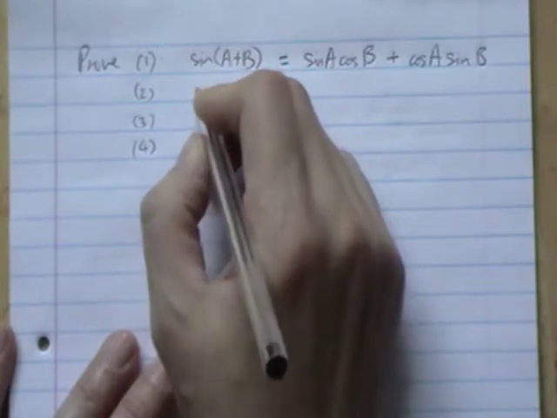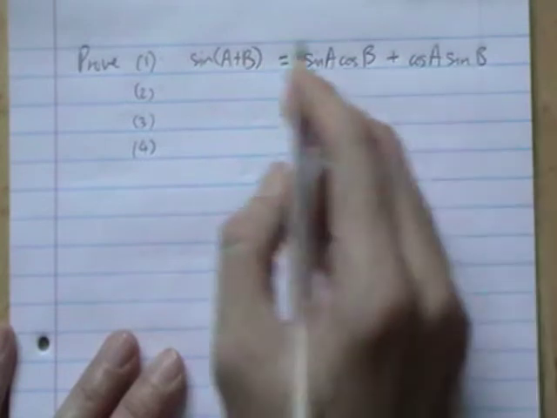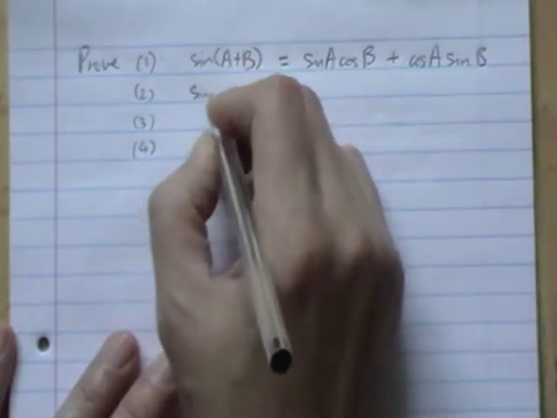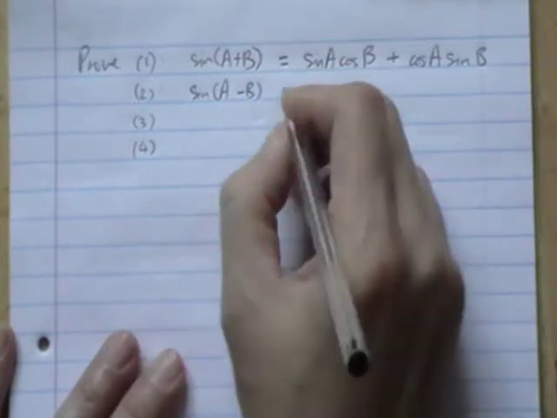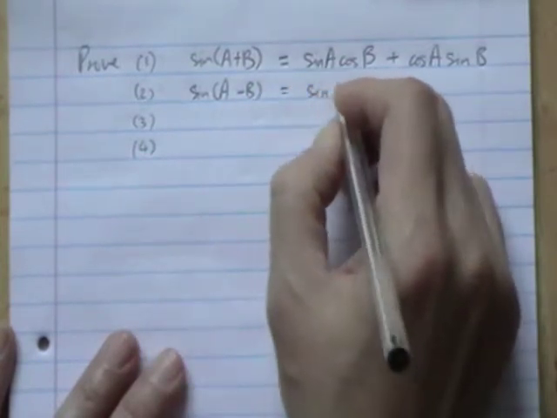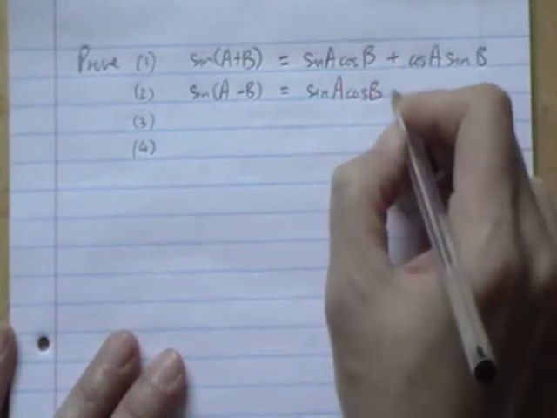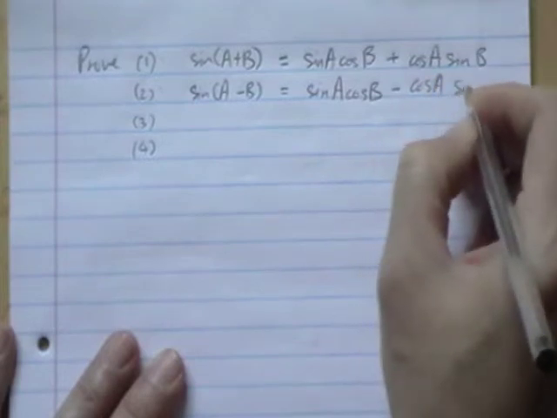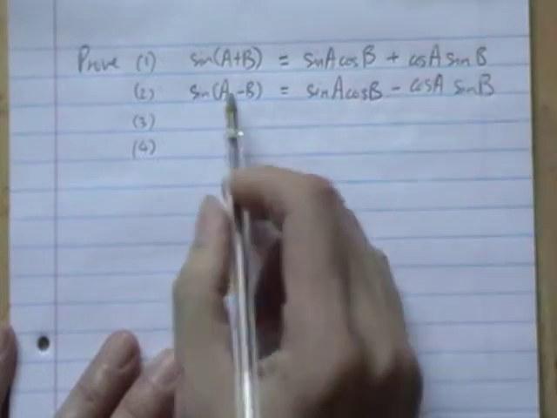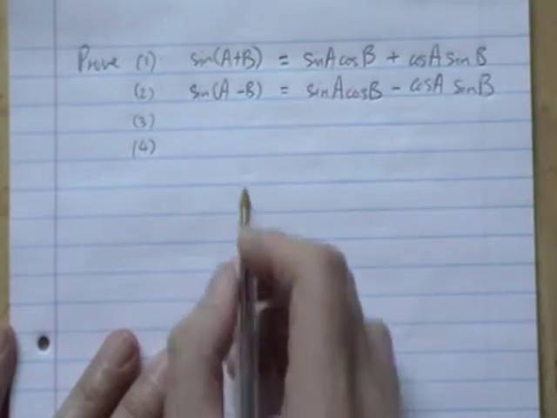The second one looks very similar to the first one, except that I have a minus sign here, a minus b, and I have a minus sign here also. So that's both signs change.